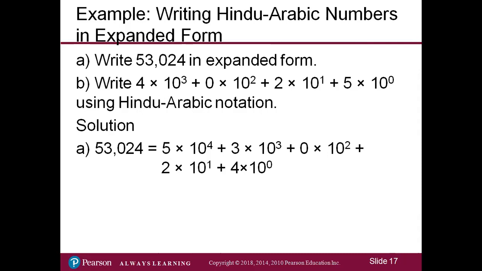And what I do to keep myself straight is I start at the 4, I write 10 to the power 0, and then I work my way to the left, increasing the power as I go. So 10 to the power 0, 10 to the power 1, 10 to the power 2, 10 to the power 3, 10 to the power 4.